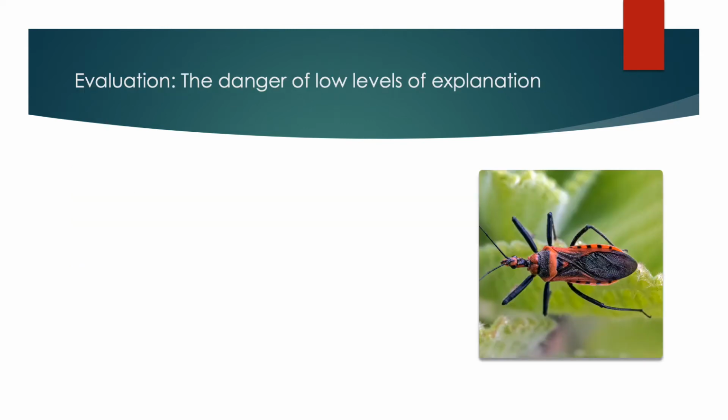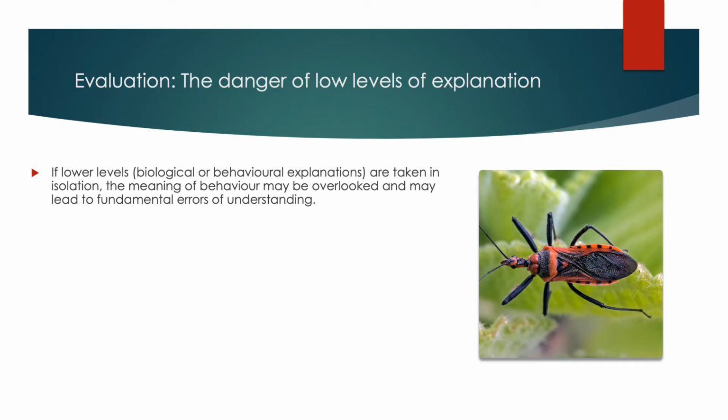Okay, evaluation 1, the danger of low levels of explanation. Basically, what it's trying to say is that if we only look at lower level explanations, so these could be biological, behavioural, psychological explanations, if we only look at these in isolation, then we overlook the whole meaning of behaviour, and it can lead to fundamental errors in understanding. So when we spoke about this last lesson, I showed you the clock. If we're only looking at the component parts of a clock in isolation, then we don't understand what a clock is useful for.